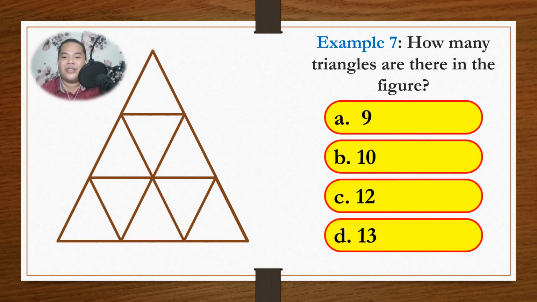How many triangles are there in the figure? A. 9, B. 10, C. 12, or D. 13. The correct answer is D. 13. You want to know why? Here is the explanation.